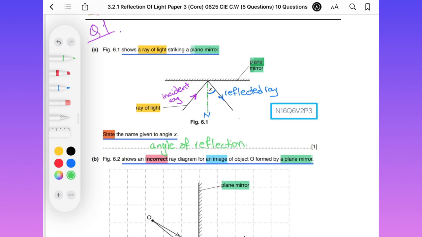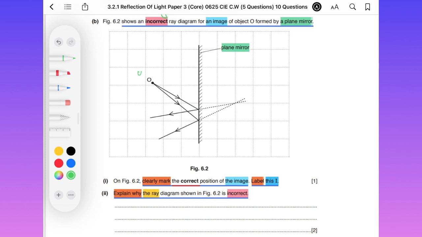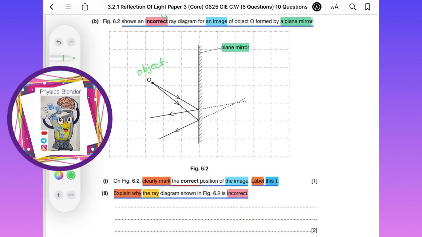Okay guys, part B, you have the figure showing an incorrect ray diagram for an image of object O formed by a plane mirror. So here you have the object and the light rays incident here striking the mirror should be reflected obeying the law of reflection, which states that the angle of incidence should be equal to the angle of reflection. Clearly mark the correct position of the image and label this I.